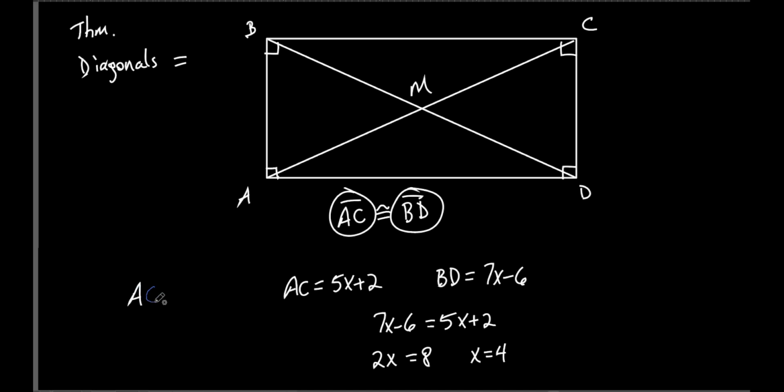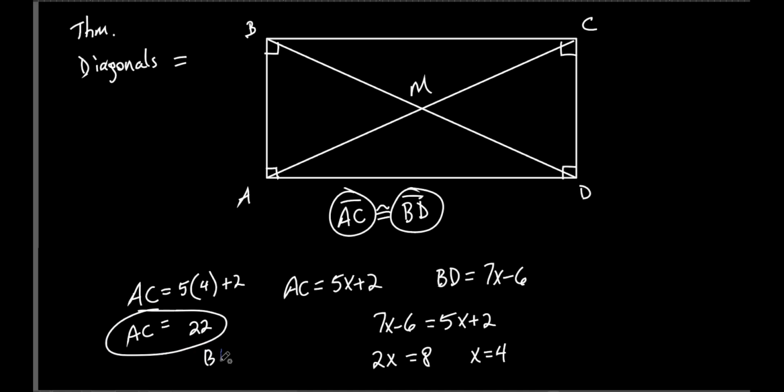So what is AC equal to? Now, notice I didn't put a line segment over top of it because I'm finding the measure of the side, not the segment itself. So it's 5 times x, which is 4, we just found that, and then plus 2. That's 20 plus 2, which is 22. So AC is equal to 22.